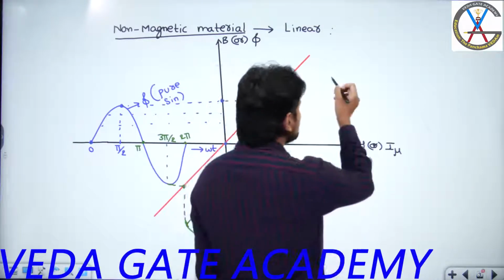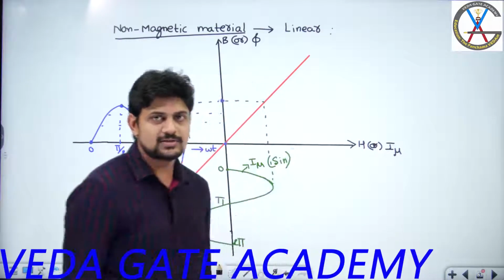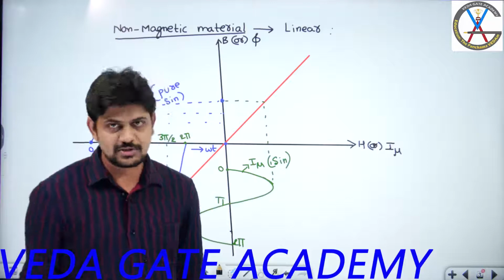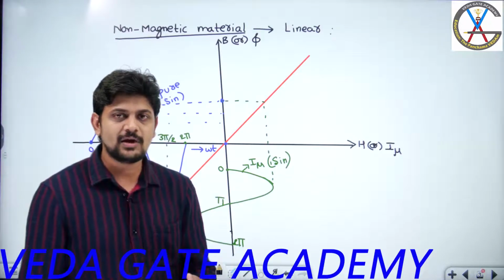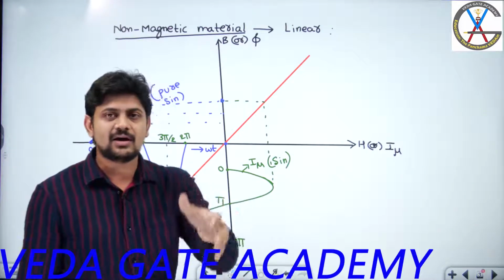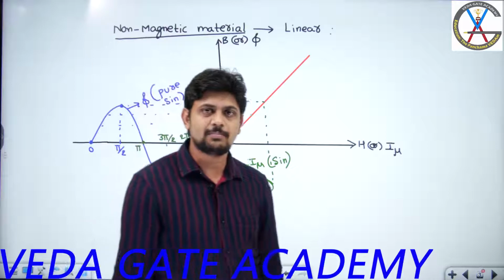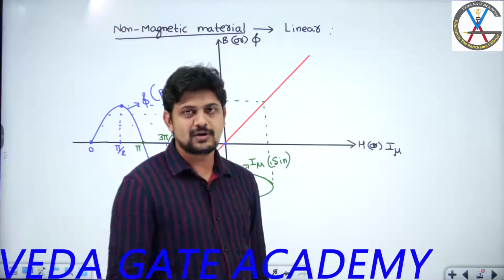So for a linear machine, or with non-magnetic material, in order to produce sinusoidal flux, the magnetizing current must be sinusoidal, and the vice versa is also correct. What is the vice versa statement? If the magnetizing current drawn by the transformer terminals from the supply is sinusoidal, then the flux linking, or flux produced, is also sinusoidal.